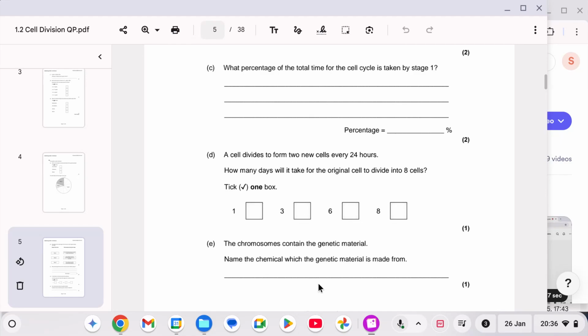The chromosomes contain the genetic material. Name the chemical which the genetic material is made from. So if you get that, we're going to want DNA.